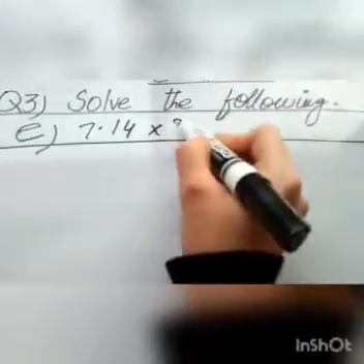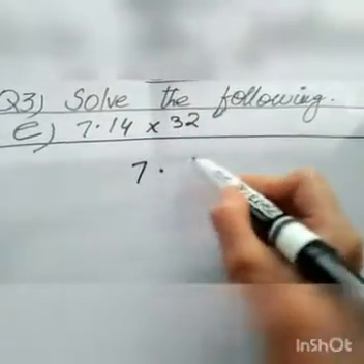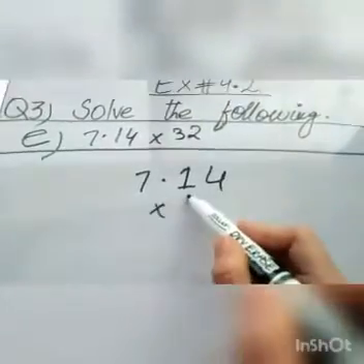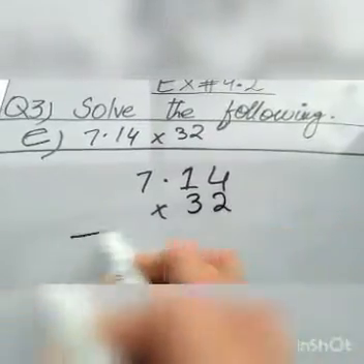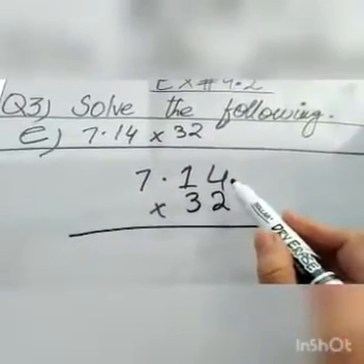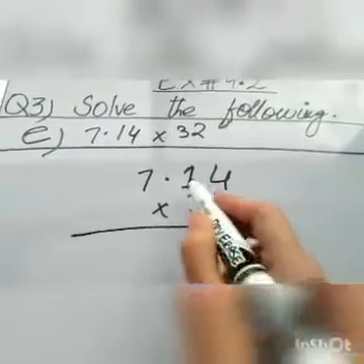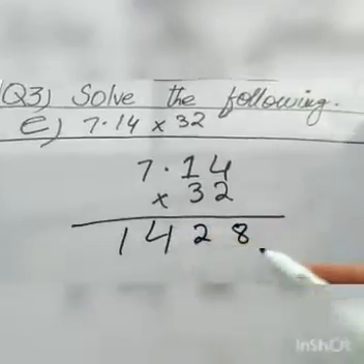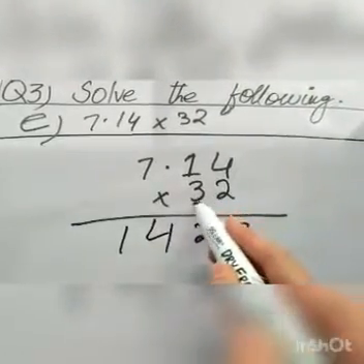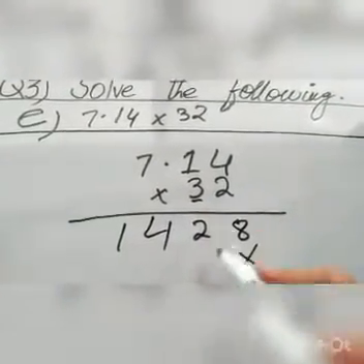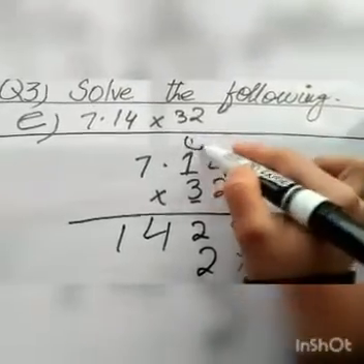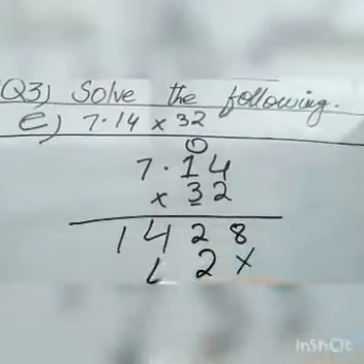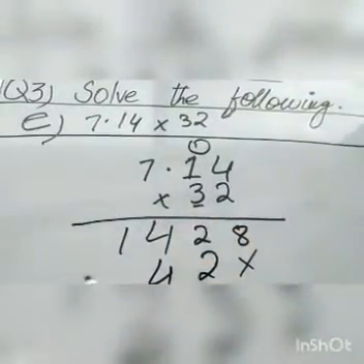7.14 multiply 32. 2 4 times is equal to 8. 2 1 times is equal to 2. 2 7 times is equal to 14. Second digit from 32 is 3. 3 4 times is equal to 12. 1 carry over the next. 3 1 times is equal to 3 plus 1 is equal to 4. 3 7 times is equal to 21.